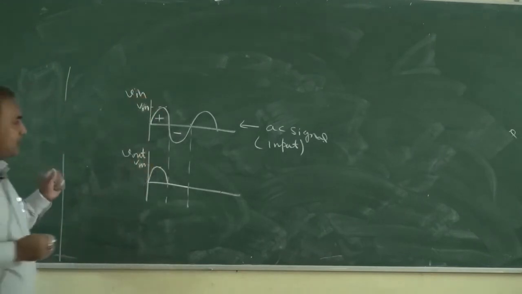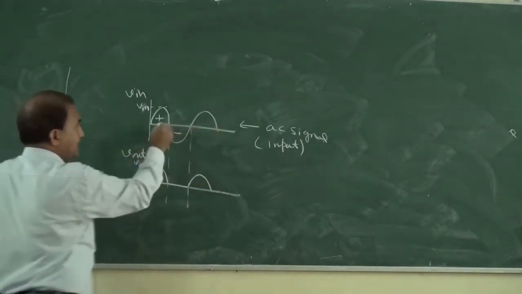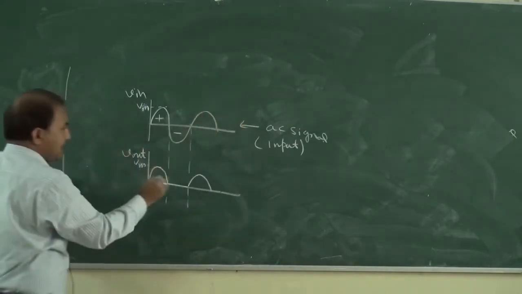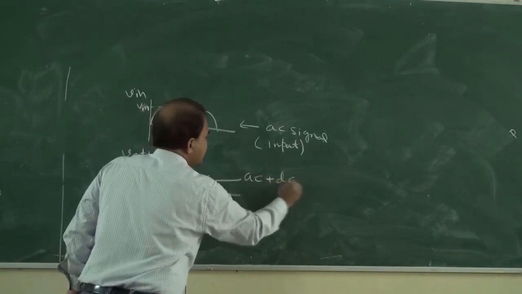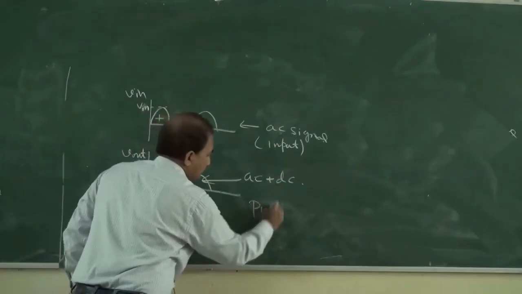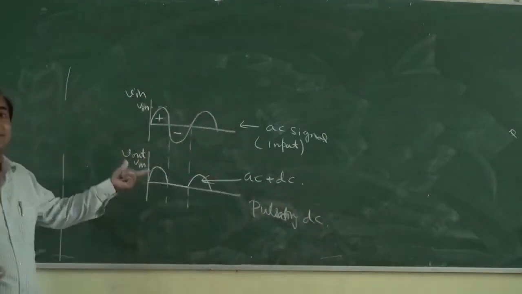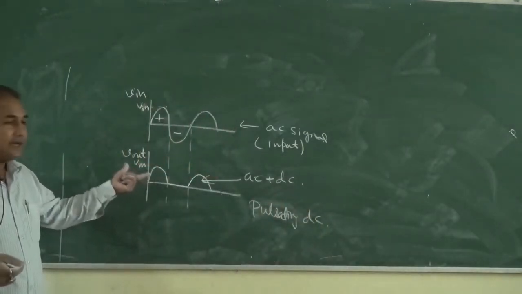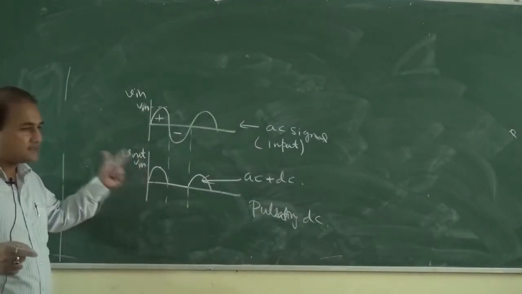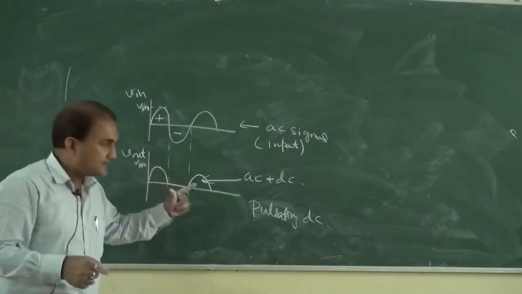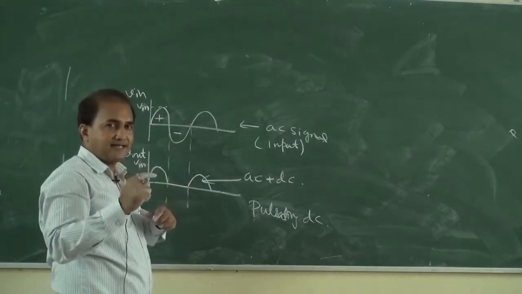Now what is pulsating DC? Here it is a complete AC signal and here it is an AC plus DC signal. In pulsating DC, the output is pulsating DC, so the AC component is also present. That is why it is known as pulsating DC. Now this pulsating DC is converted to complete DC by using some filter circuit.